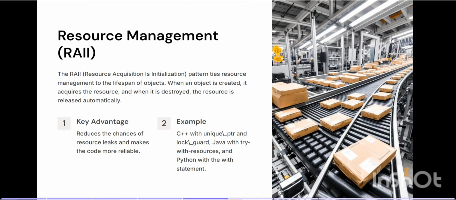So here is an example: C++ with a tool like unique_ptr and lock_guard, Java with try-with-resources, and in Python with the with statement. The advantage of this pattern is that it reduces the chance of resource leaks and makes the code more reliable and easy to maintain.